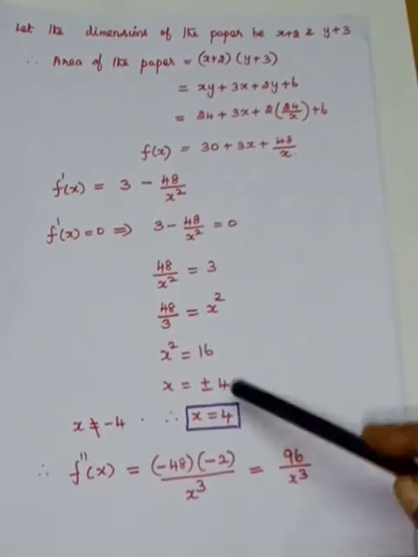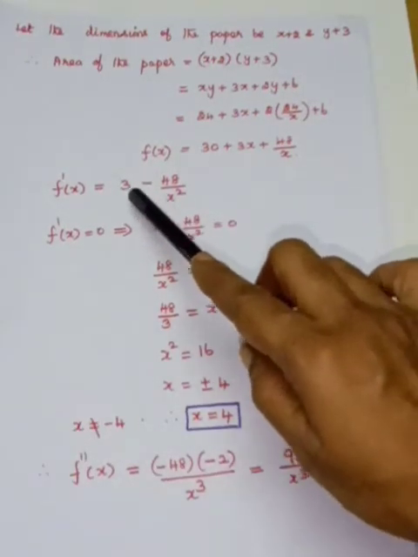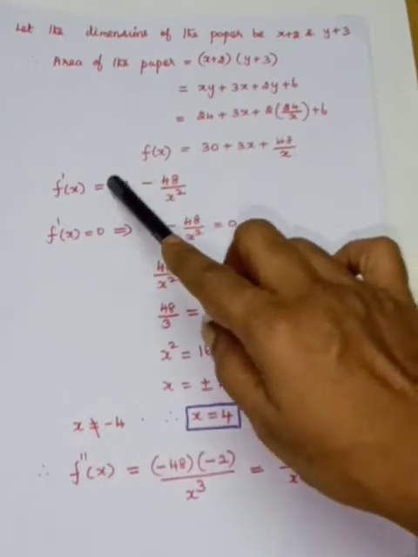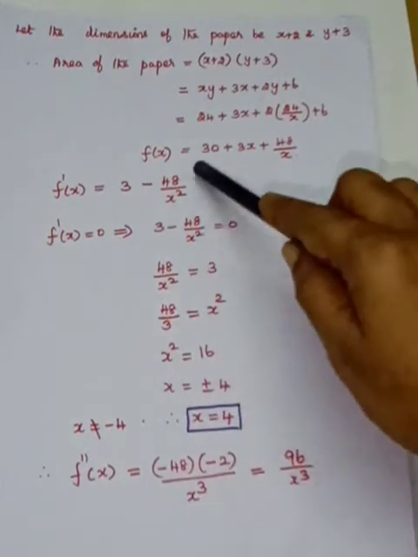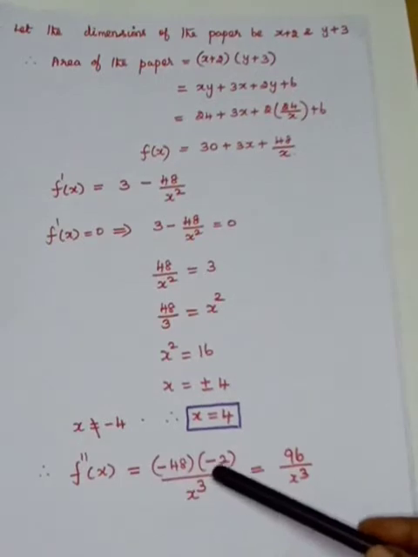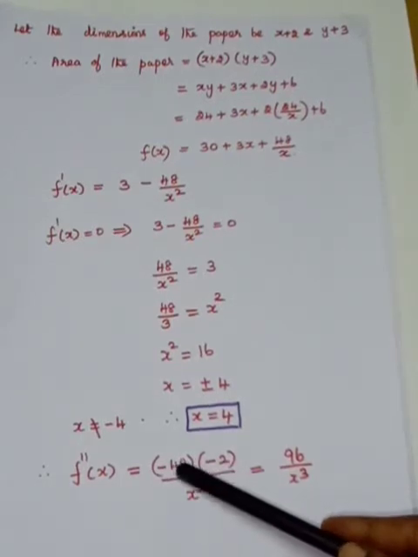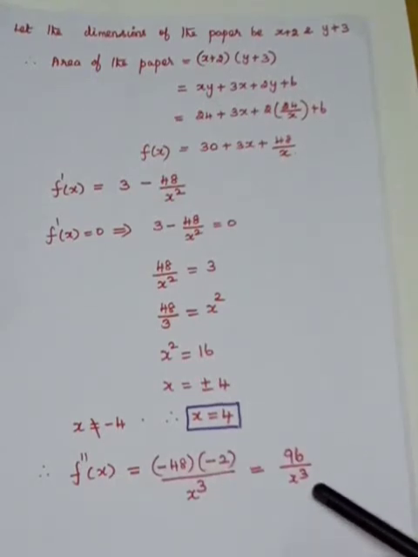After finding x, you have to go to the second derivative. So you see the first derivative is here. If you differentiate this again with respect to x, the differentiation of 3 is 0. Here minus 48 I have written, and here you have 1 by x square. We have to differentiate 1 by x square. First you bring it to the numerator, x power minus 2. When you differentiate x power minus 2, the answer is minus 2 into x power minus 3, which is written as minus 2 divided by x cube. Minus 48 is already there, so minus 48 into minus 2 is 96. 96 divided by x cube.